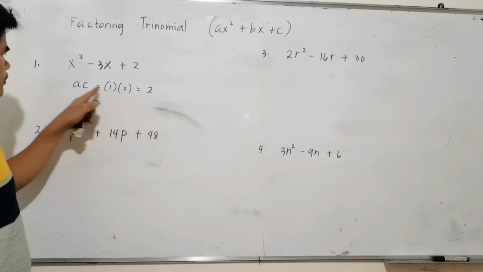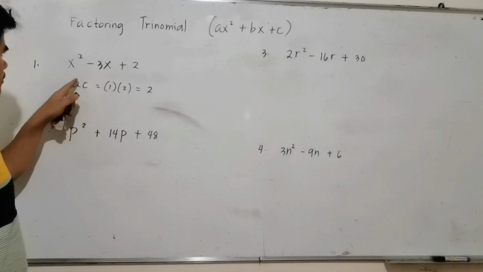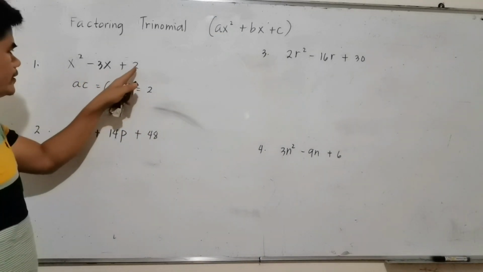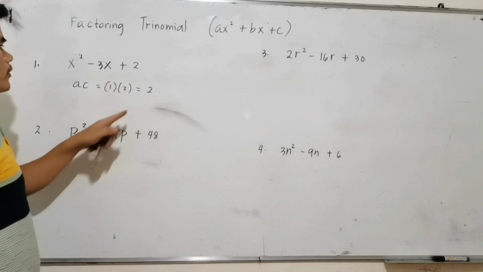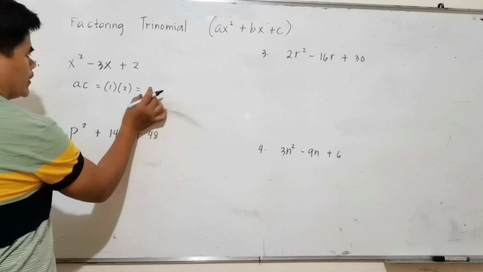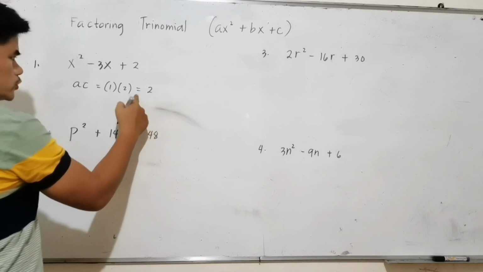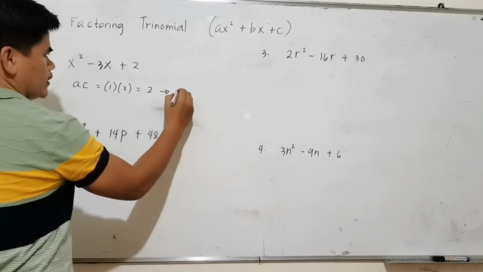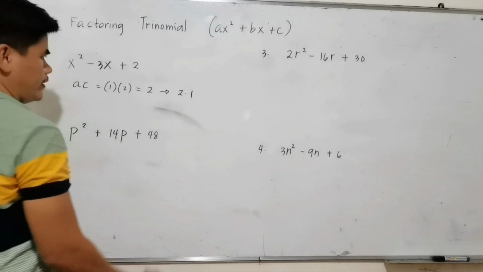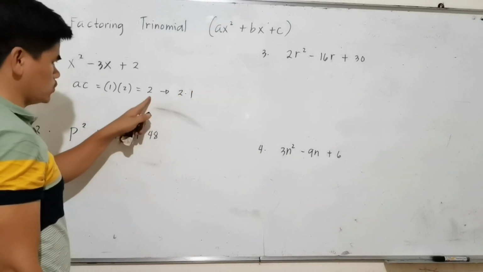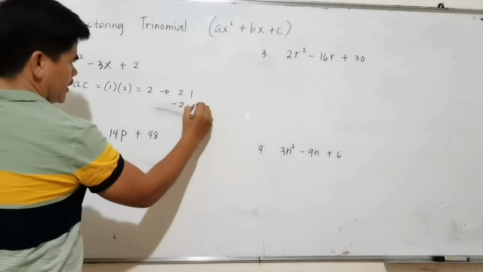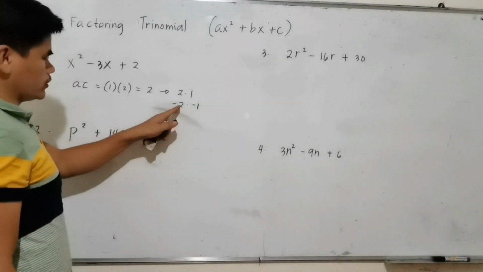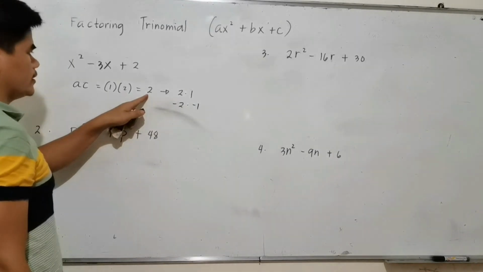Now, after multiplying a times c, or the first coefficient and the last term, then we are going to look for a factor of 2. 2 can be 2 times 1, right? 2 times 1 is 2. Another, negative 2 times negative 1. Negative 2 times negative 1 also is 2.